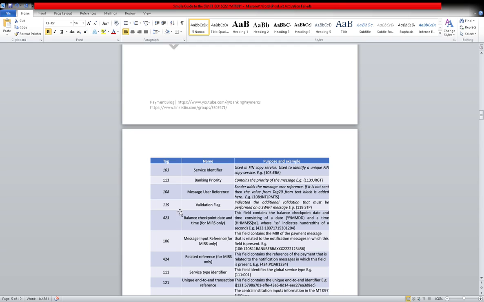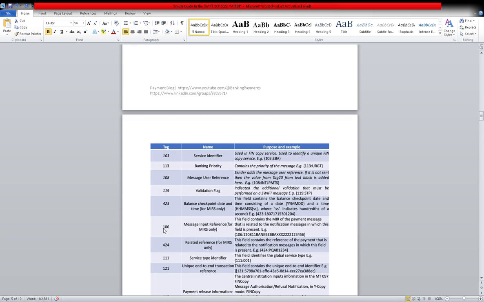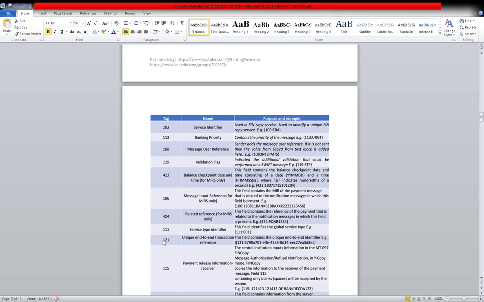Then next we have to remember 119. This is the validation flag, which indicates the additional validation that must be performed on the Swift message, like 119 STP, 119 curve. So this is an additional flag. It means your payment is going STP. STP means straight through processing. There is no hurdle to the payment. Nobody is stopping the payment. The payment is going smoothly. So keep that in mind for this one: STP payment, 119 STP.